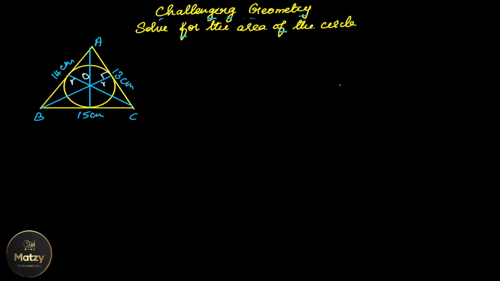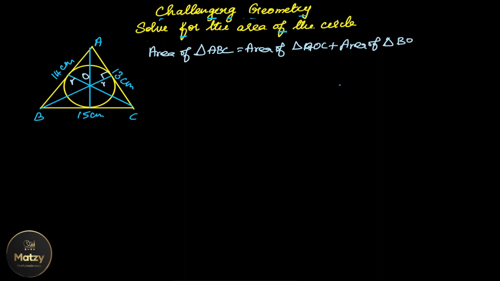So we can write area of triangle ABC as area of triangle AOC, plus area of triangle BOC, plus area of triangle AOB. Am I right?